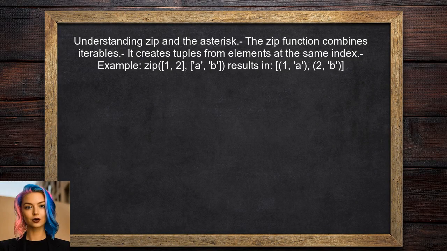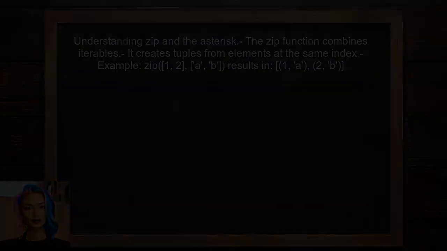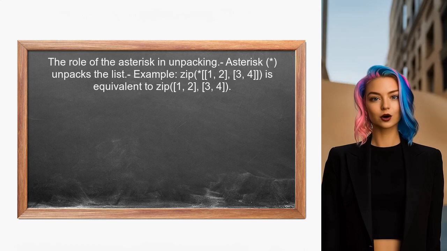To understand what zip with an asterisk does, let's first look at the zip function itself. The zip function takes multiple iterables and combines them into a single iterable of tuples. Now, the asterisk is used to unpack the list of lists. In this case, res is a list of lists where each inner list contains data from the CSV file. The asterisk allows zip to take each inner list as a separate argument.